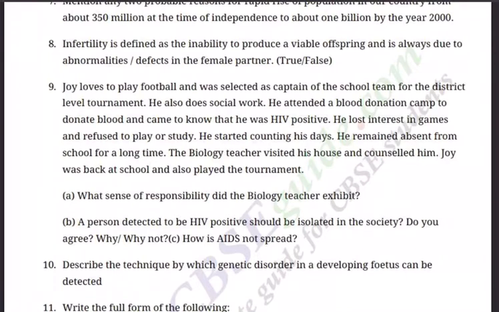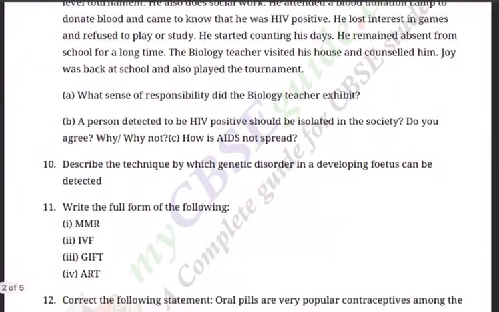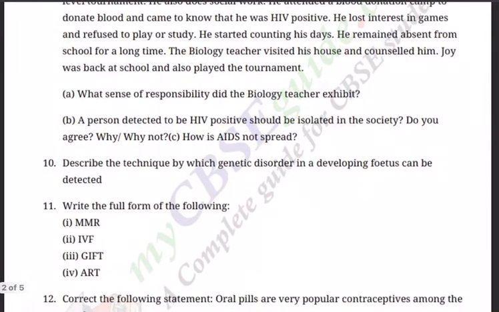Question C. How is AIDS not spread or controlled? Next, question number 10. Describe the technique by which genetic disorder in a developing fetus can be detected. Question number 11. Write the full form for the following. So that is, abbreviations are given. Expansion: MMR, IVF, GIFT, ART.